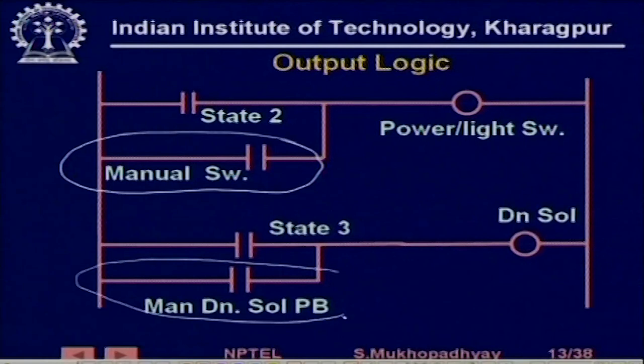Here we have put a manual switch. So if the PLC is running and we press the manual switch, then the power light switch may also be made on. Similarly, we can have a manual down push button. This is just to demonstrate that you can put additional logic to include manual operation of the system. Otherwise this program simply says that while you are in state 3, the down solenoid will have to be activated. Very simple.